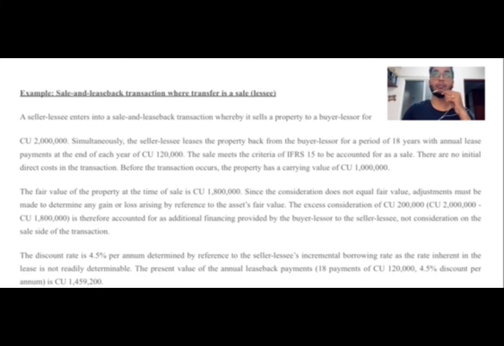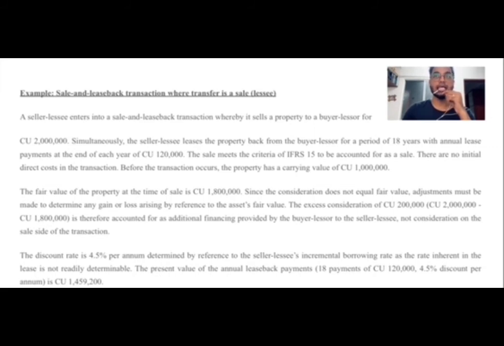So here in the example, a seller-lessee enters into a sale and leaseback transaction whereby it sells a property to a buyer-lessor for CU 2 million. Simultaneously, the seller leases the property back from the buyer-lessor for a period of 18 years with annual lease payments at the end of the year of CU 120,000. The sale meets the criteria of IFRS 15 to be accounted for as a sale. There are no initial direct costs in the transaction, and before the transaction occurs, the property has a carrying value of CU 1 million.